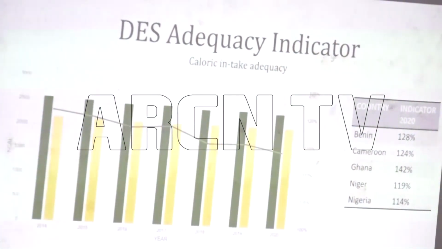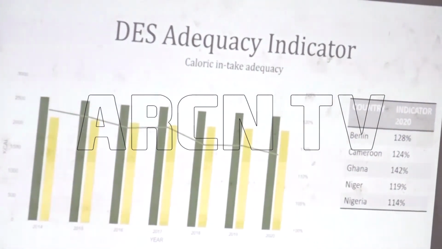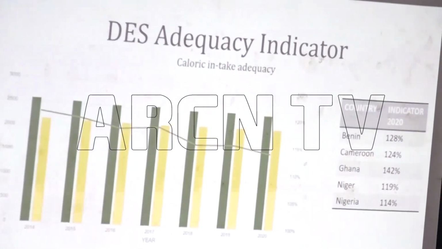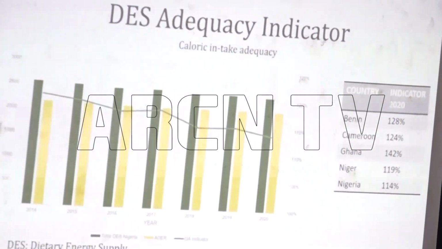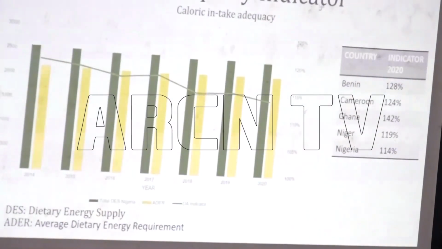Cameroon 124, Ghana 142, Niger 119, Nigeria 114. So when you look at these 5 countries, you will see that Nigeria had the least. So DES is okay, but when you compare Nigeria with other countries, you will discover that we are not okay at all. And that's the reason why you see the green, and then you see the yellow. The green is the total dietary energy, and then the yellow is the average dietary energy requirement in comparison with other countries. So with other countries, we are not doing well.